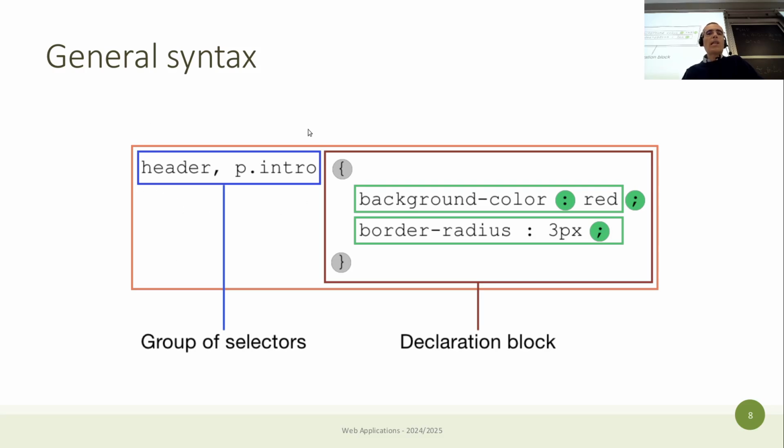So, selector or group of selectors separated by the comma, like header, that's the name of a tag. P.intro we will say later what's the meaning, but P is the paragraph, it's another HTML element. So to both header and P, apply this rule: background color red, border radius 3 pixels.